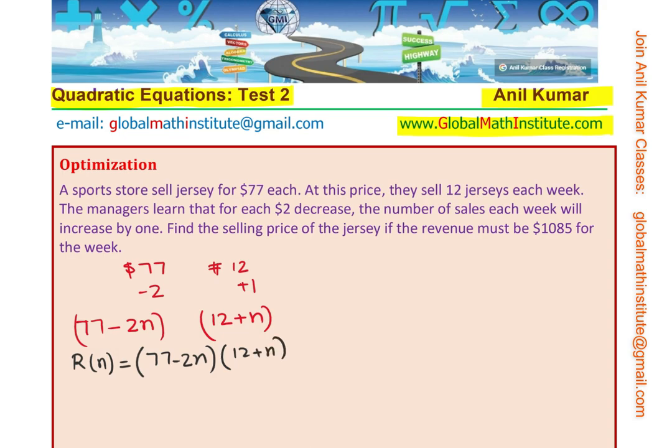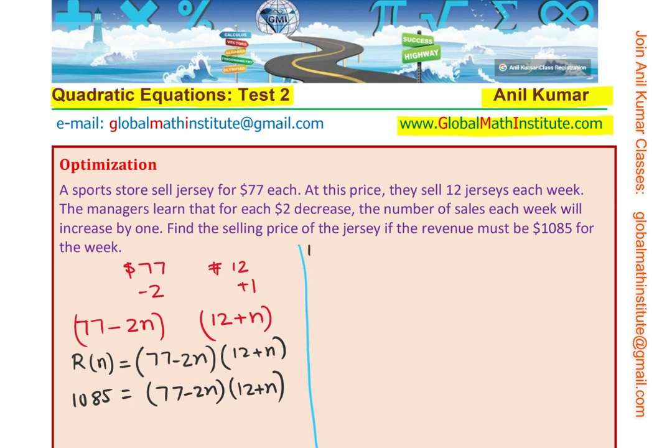Now basically we want this revenue to be $1085. So for that, what is the value of n? And then we'll find the price. Does that make sense to you? So that is the equation. Correct? So we can actually expand and simplify.